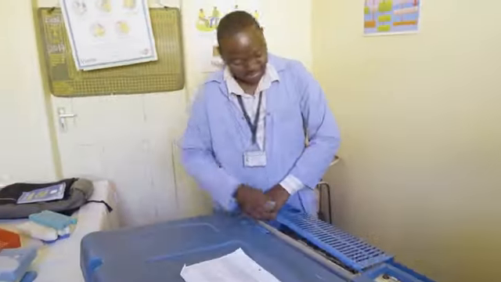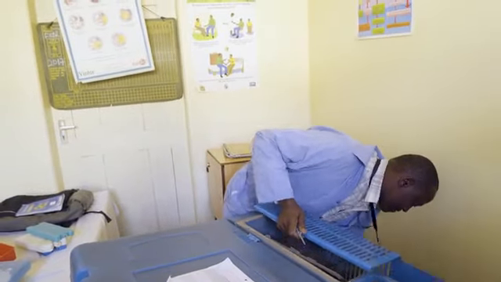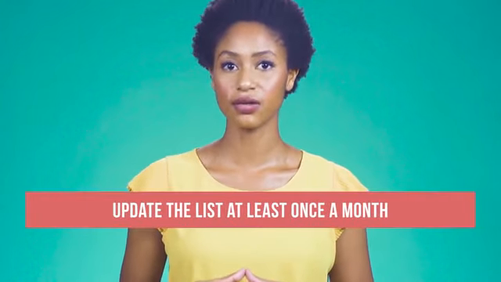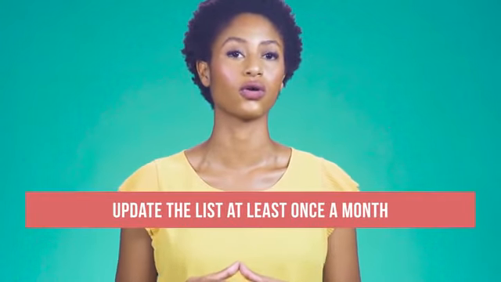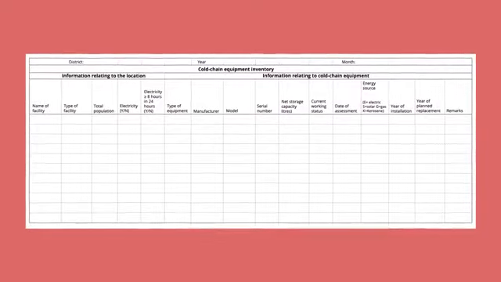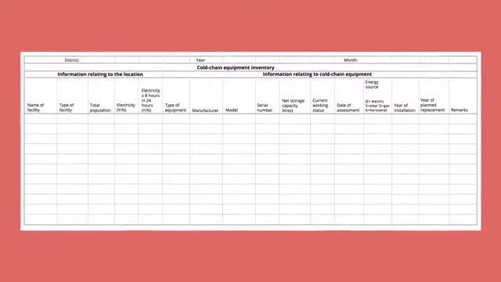Every time a piece of equipment is assessed or replaced, update the inventory list. At the very least, update the list once a month with the current working status of all equipment. And remember, it is important for there to be an inventory of all the freezers, refrigerators, and other cold chain equipment used to store and transport vaccines.